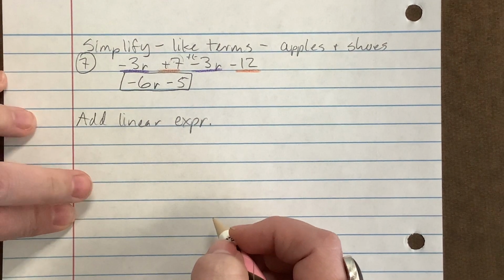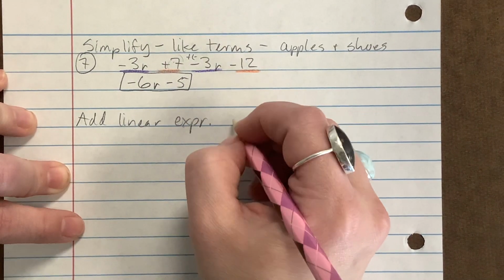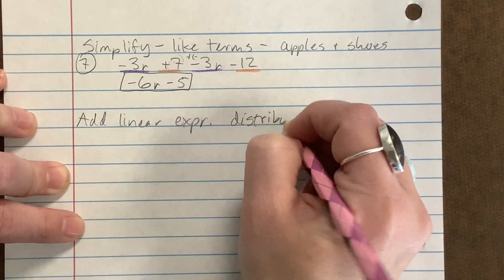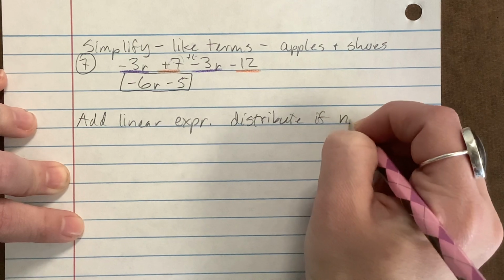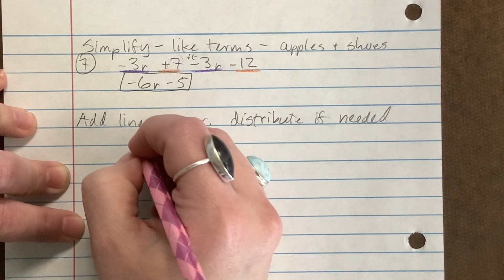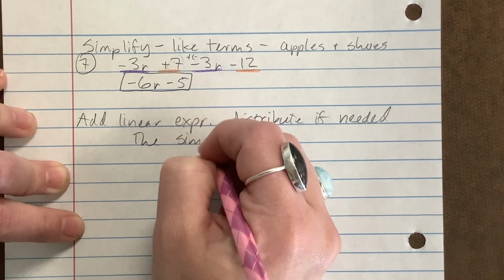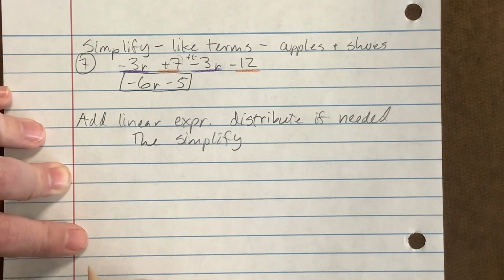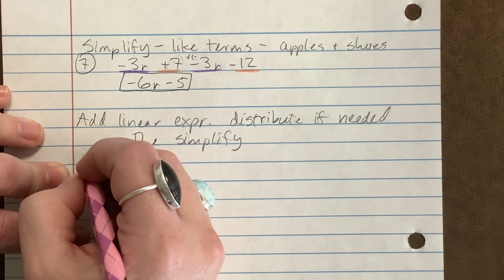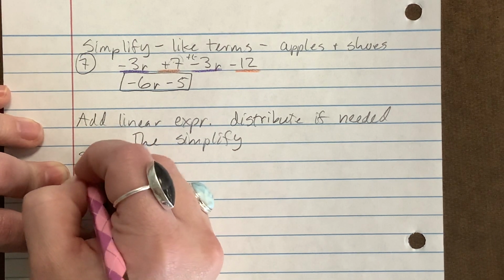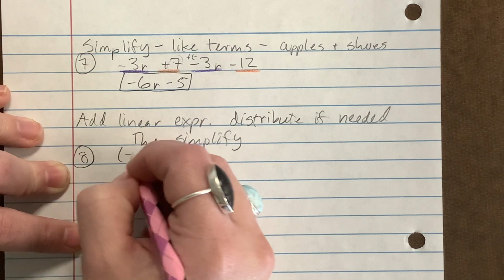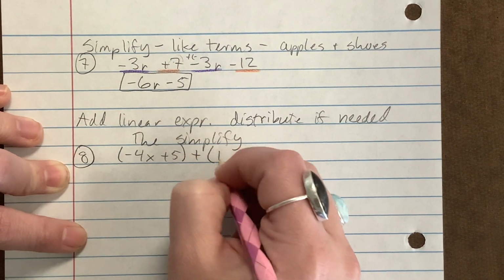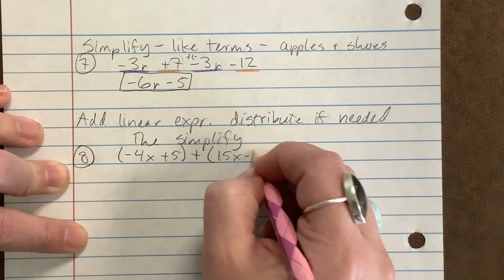Okay, and if needed, distribute, then simplify. Okay, we'll do one example of this, because again, it's pretty much basically just simplifying. So -4x plus 5 plus 15x minus 3.